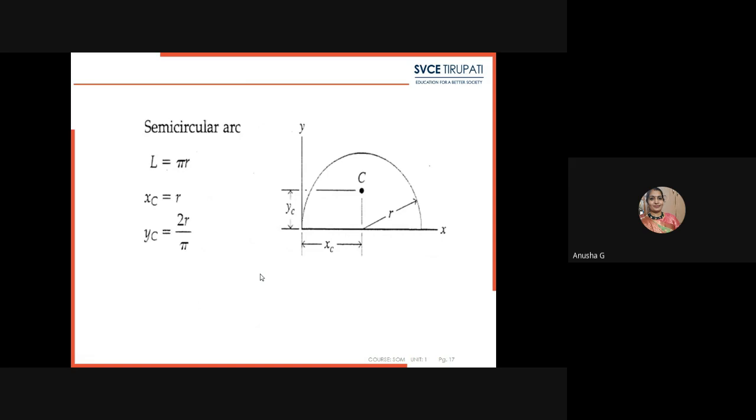If they give a semicircular arc, the length of the semicircular arc you have to consider is pi into r. If we want to consider the centroid towards the x-axis, it means the radius of the arc: xc equals r, and yc equals 2r by pi. These are all the formulas that have to be considered here.